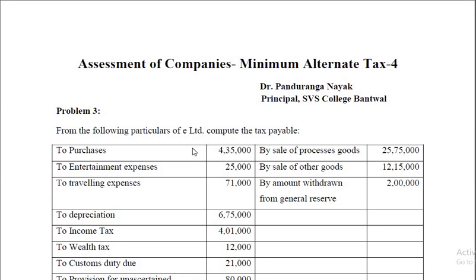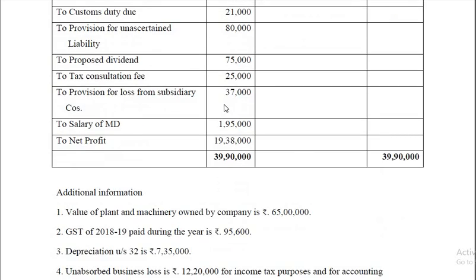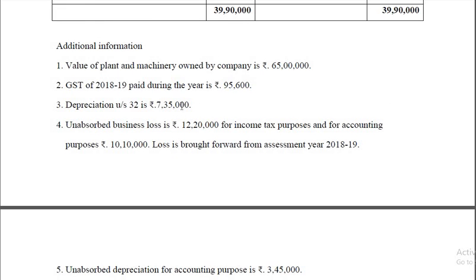Dear students, we'll solve one more problem on application of minimum alternate tax in the assessment of companies. Here, the profit and loss account is given of E Limited, followed by some additional information.